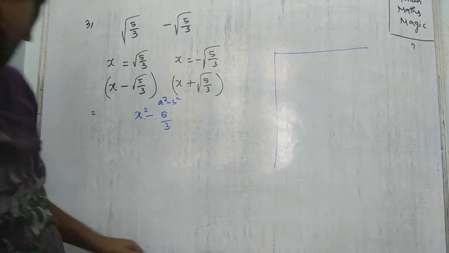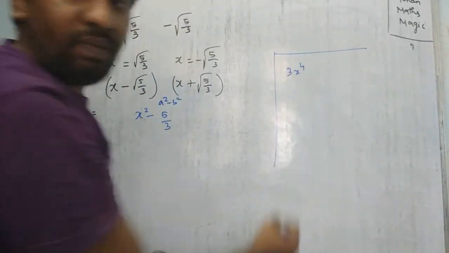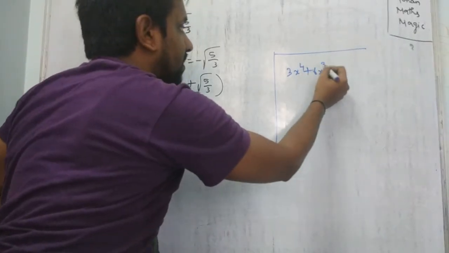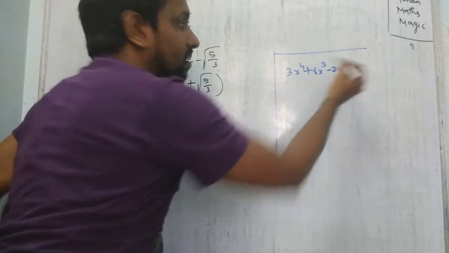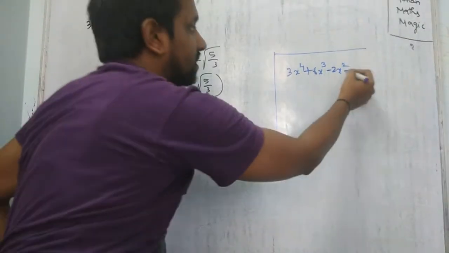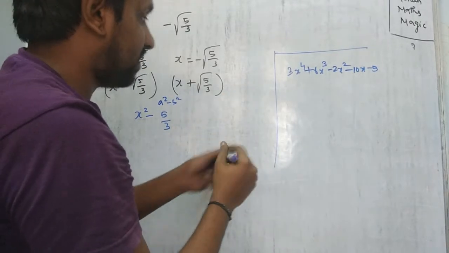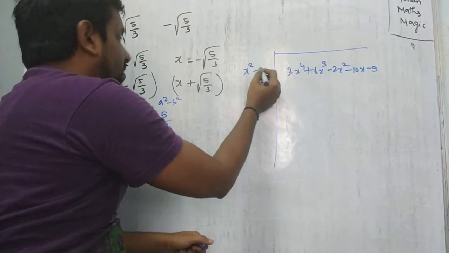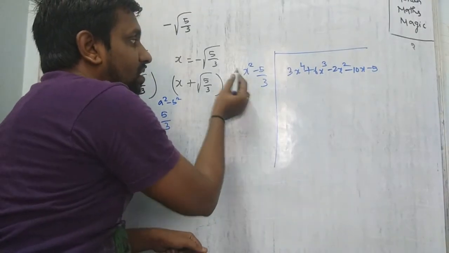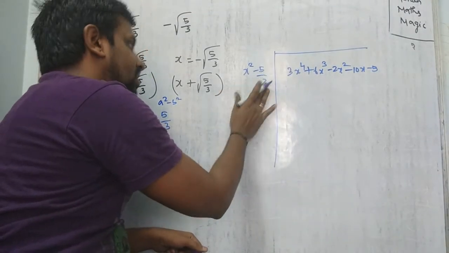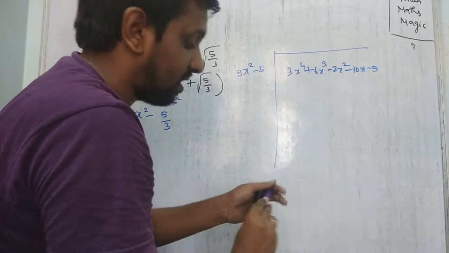The dividend is 3x to the power 4 plus 6x cube minus 2x square minus 10x minus 5. For the divisor there are two methods. One is to divide by x square minus 5 by 3, and you get the same answer. Otherwise, the shortcut is the LCM, which gives 3x square minus 5. Dividing by 3x square minus 5 gives the same answer.